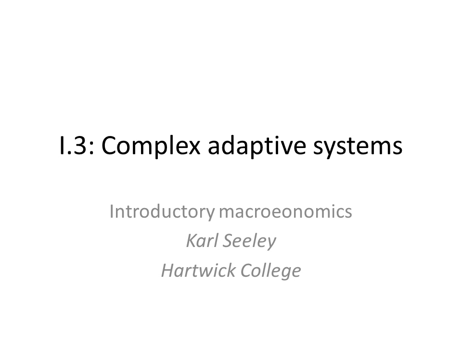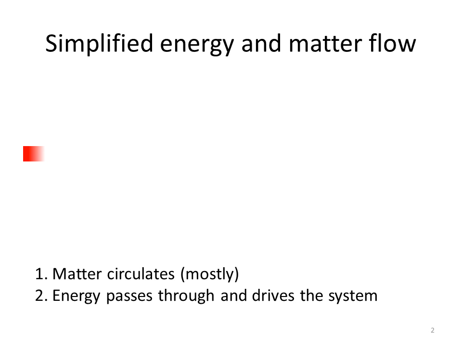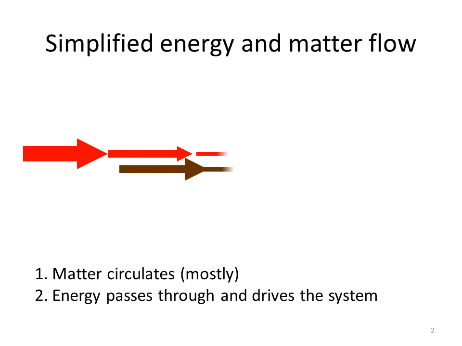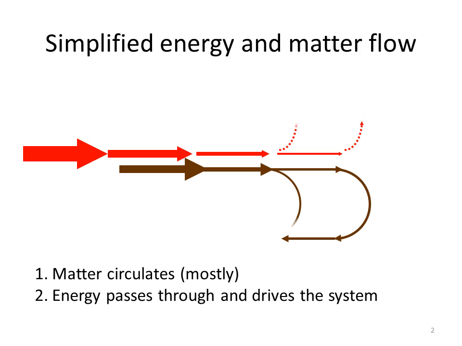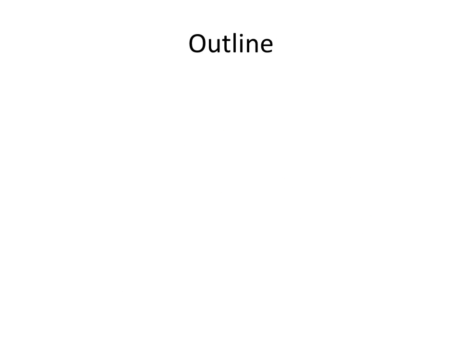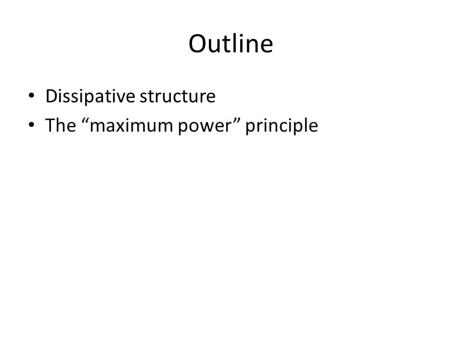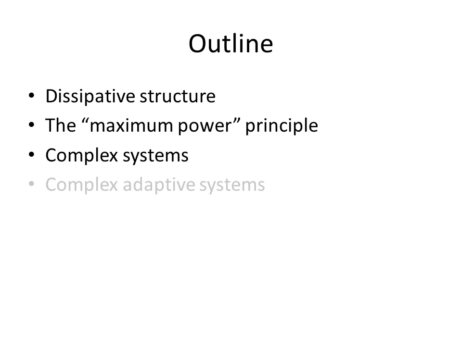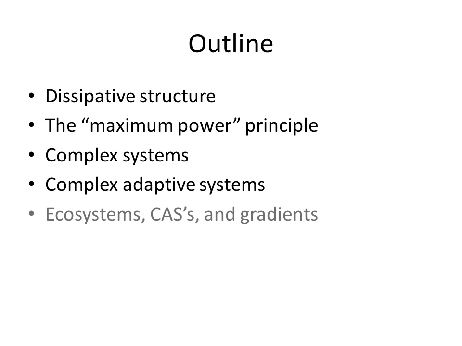This is Chapter 3 on complex adaptive systems. The previous chapter focused on the flows of energy and matter through ecosystems and on their structure. This chapter investigates the deeper logic in ecosystems and their component species, in how they work, how they come to be, and how they change. The plan is to look at dissipative structures, the maximum power principle, complex systems, complex adaptive systems, then tie it all together: ecosystems, complex adaptive systems, and gradients.